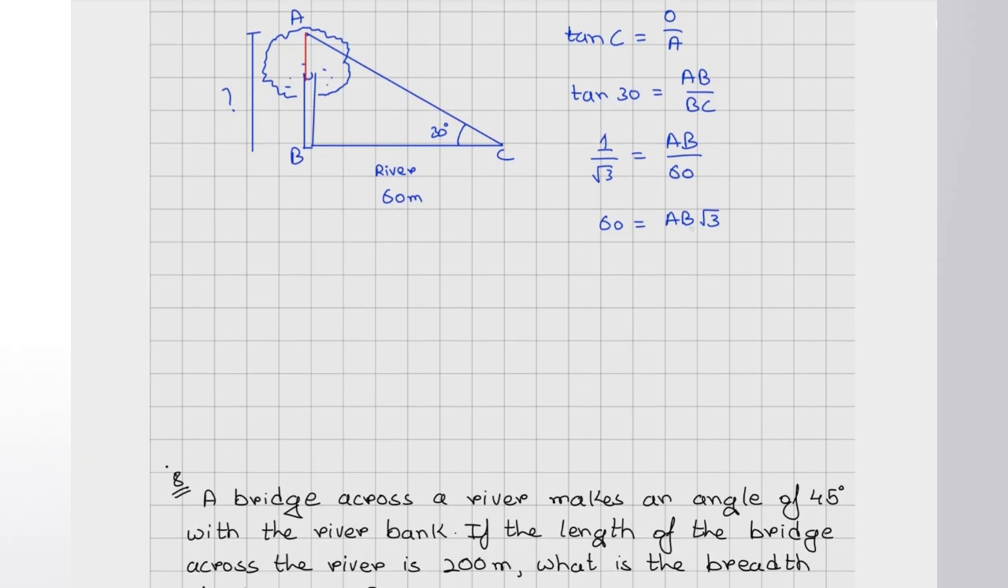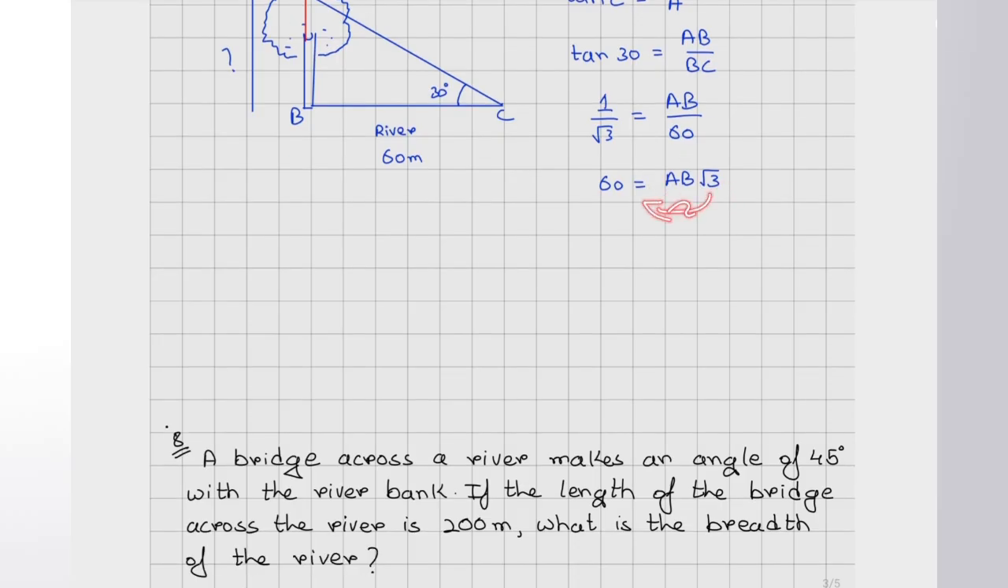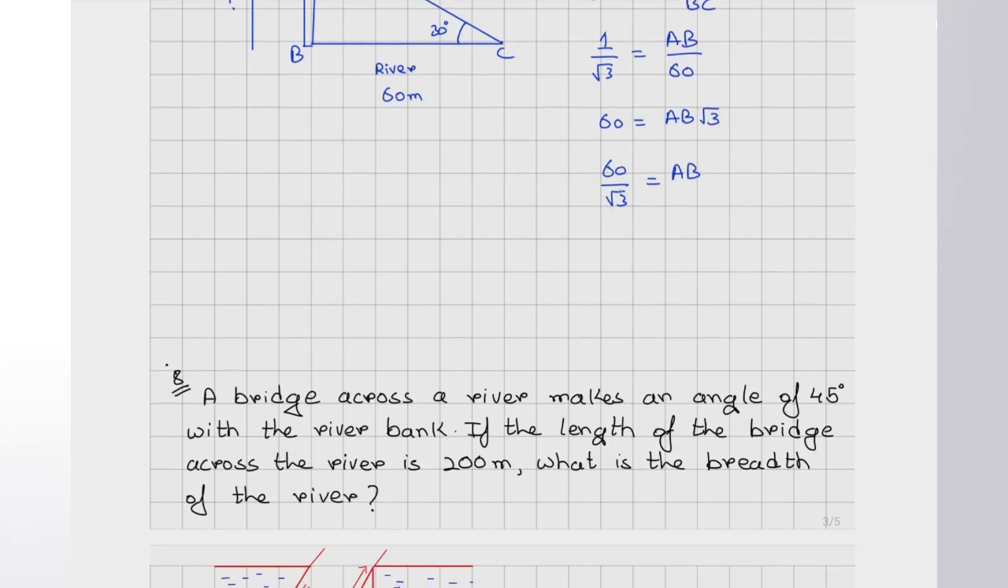We'll take the root over 3 to the other side, so 60 divided by root over 3 is equal to AB. Again, we never leave root over in the denominator, so we'll rationalize it. 60 into root over 3 by root over 3 into root over 3 is equal to AB. 60 into root over 3 by 3, that is 3 twos are 6, so 20 root over 3 is our answer for AB.